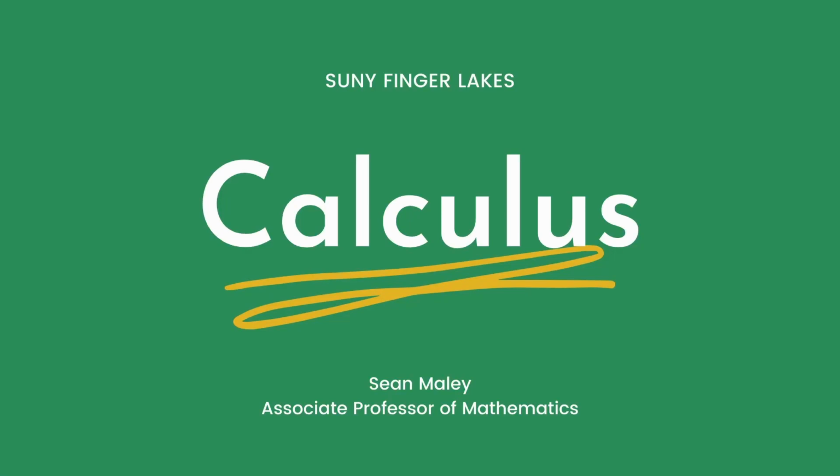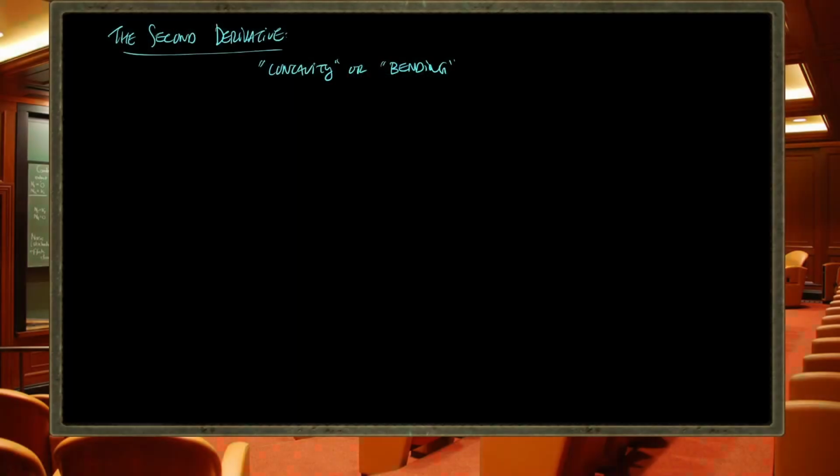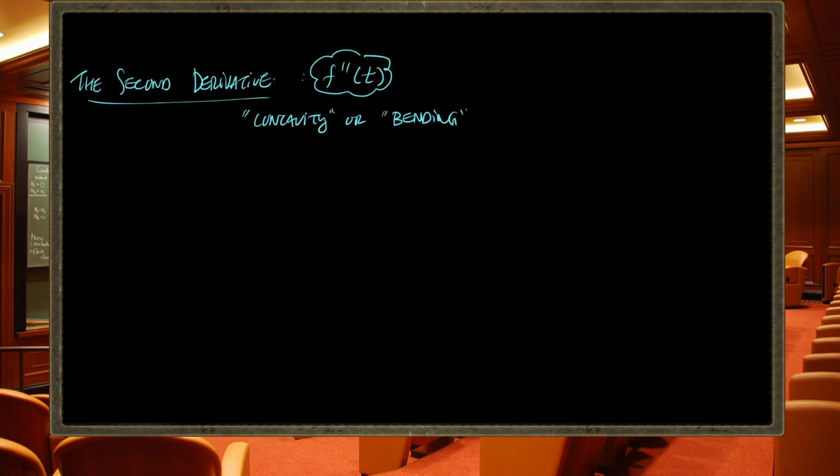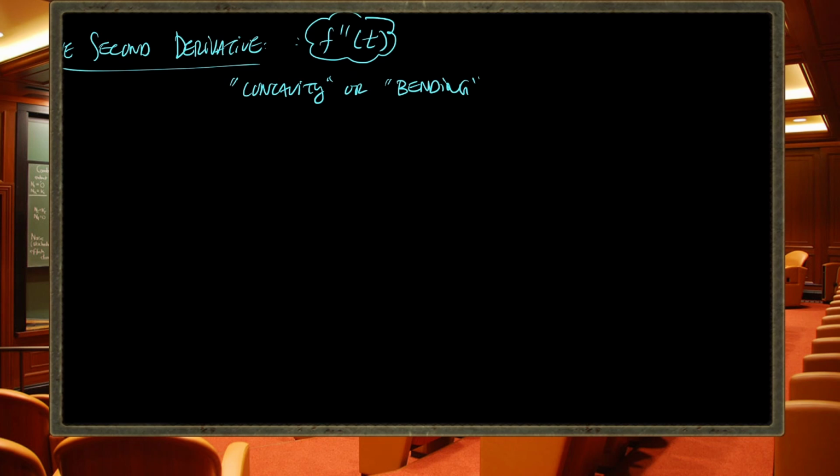All right, so a quick video on the second derivative. The second derivative is typically written with the notation f double prime of t. This double prime comes from the fact that we're taking the derivative of the derivative, right? So it's really f prime of t, and then we take the derivative of that.